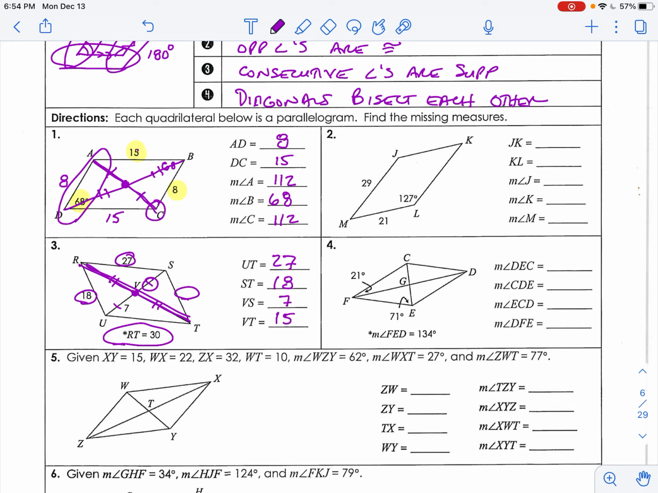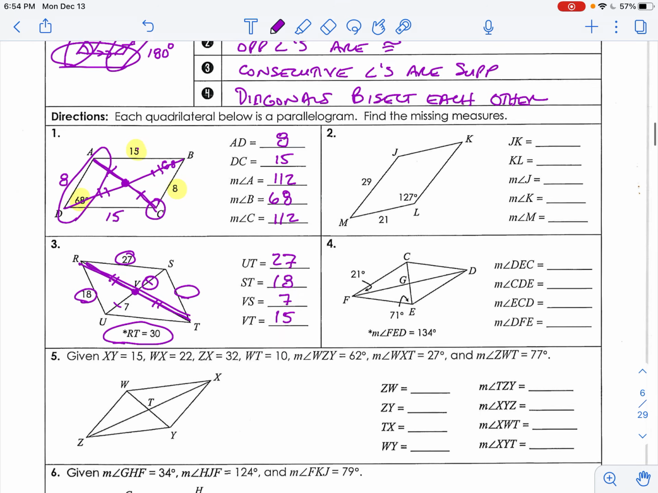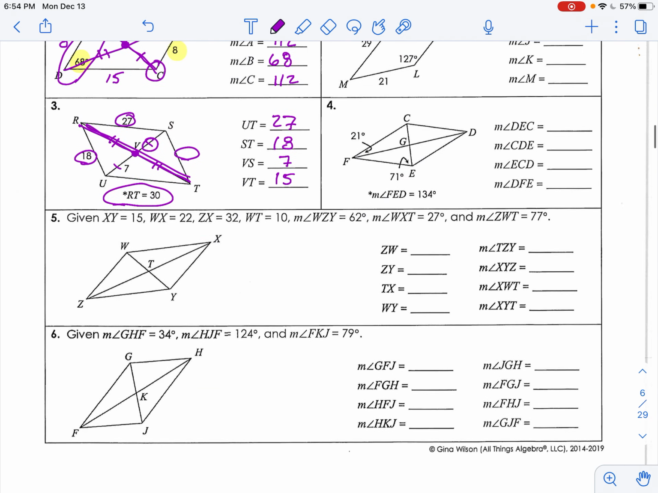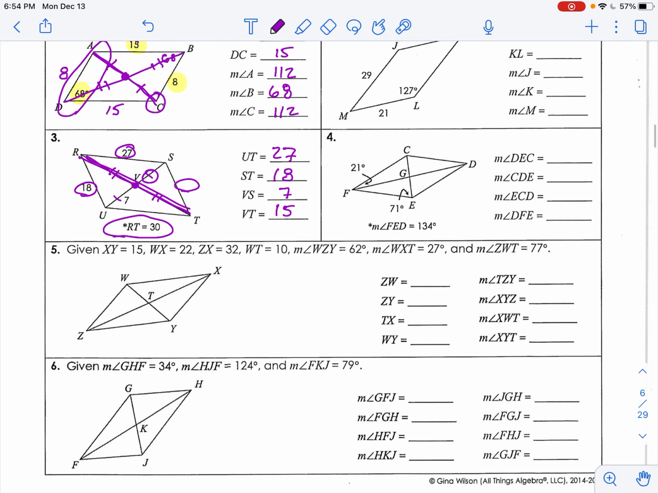Okay? So let's try to look here at number 5 and see what we can do. And then we'll just look at an algebra 1 or so. So number 5 has a lot to it. So when you get one of these, again, if you can draw your own, you can label. I'm going to do the best I can to label everything. So we have XY is 15. We have WX is 22.